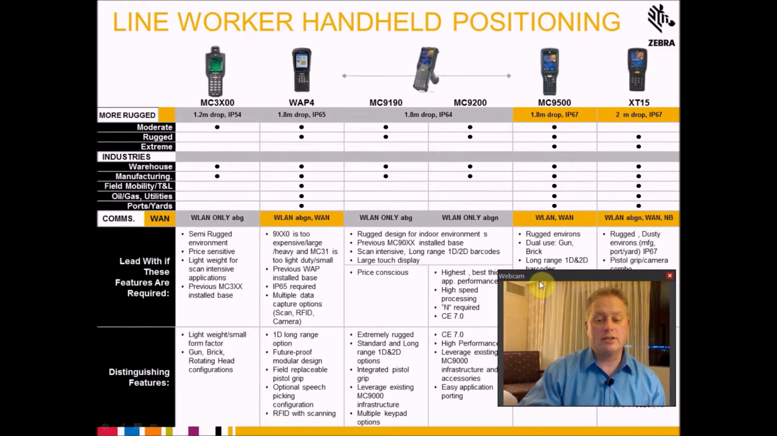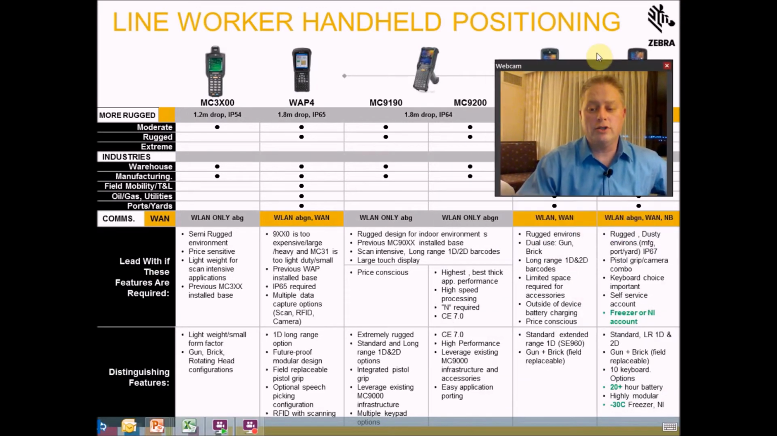So this slide here shows the different line worker devices and talks about the positioning. We don't have to go into this all specifically, but you can see here the XT15 more closely resembles the MC95 that many of you are familiar with. A lot of people try to pair it up with the MC9000, MC9190 or 92 and think it's interchangeable with that, where in actuality it's more durable and more closely positioned to another device, the MC95. But again, the MC95 doesn't have that same type of modularity, and doesn't have the RFID options that the XT15 has.